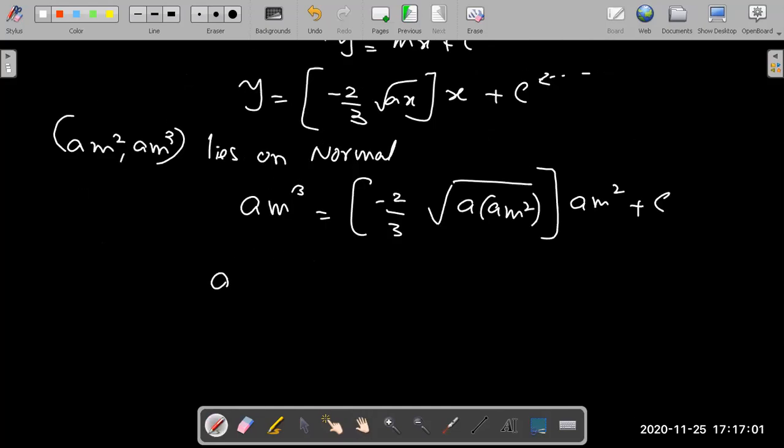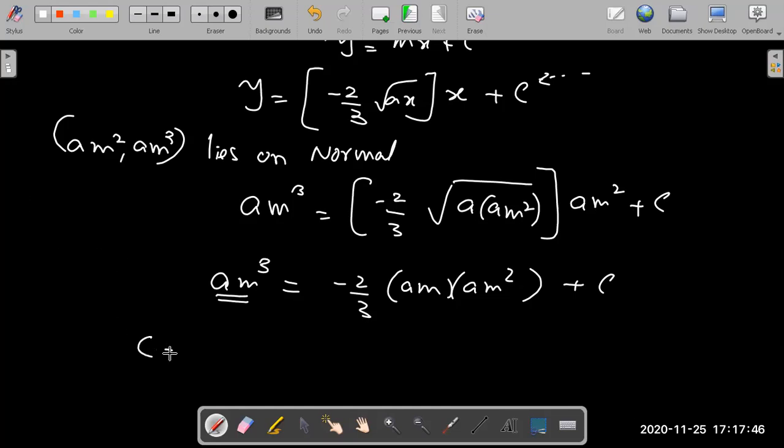So now this is am cube equal to minus 2 by 3, this a into a, and then m squared. So under the root you will have am, because square root of a is a, square root of m is m, multiplied by am squared plus c. So here we have 1 am cube, here you have a square m cube. Okay, so let me see whether we have done correct. Am square, am cube, yes, all that is correct.